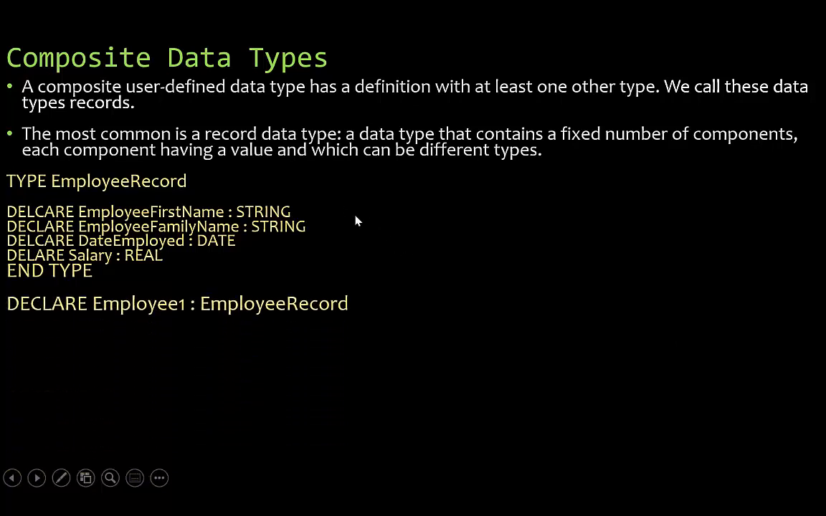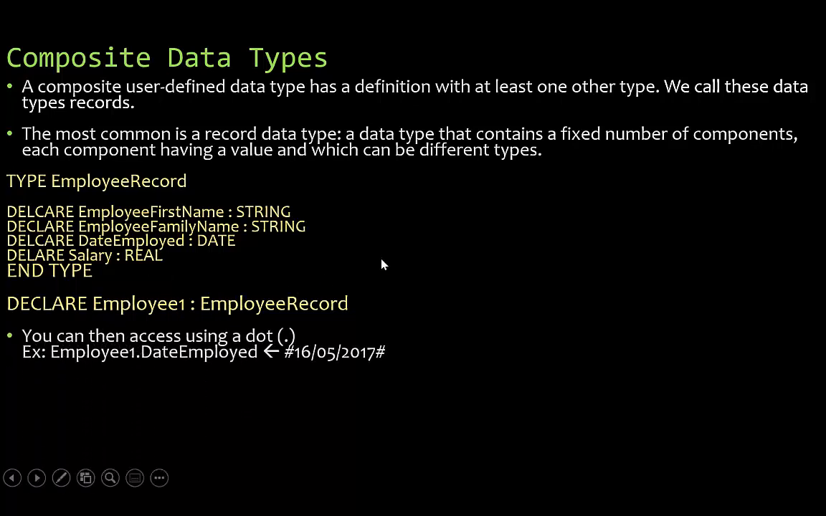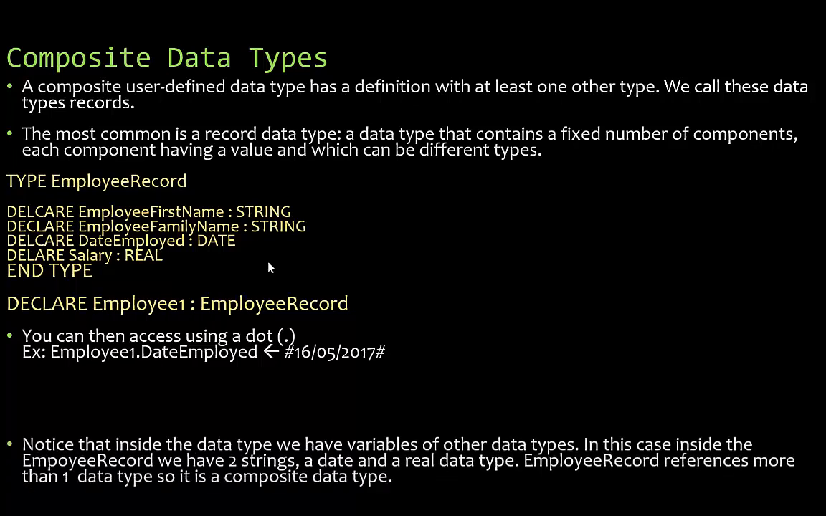So I can declare employee 1 as an employee record, and now I have access to first name, family name, date employed, and salary, which all belongs to employee 1. This allows me to keep my code more organized. I can then access each of these by using a dot. I can do employee 1 dot date employed, and then I can insert the date, May 16th, 2017.